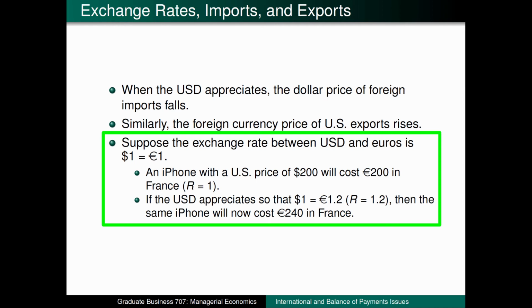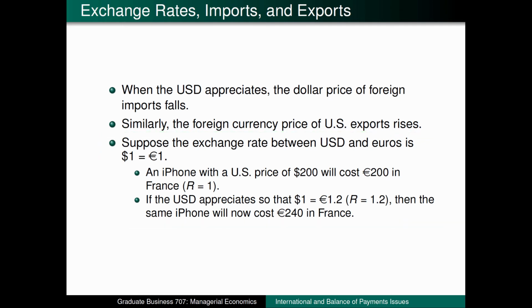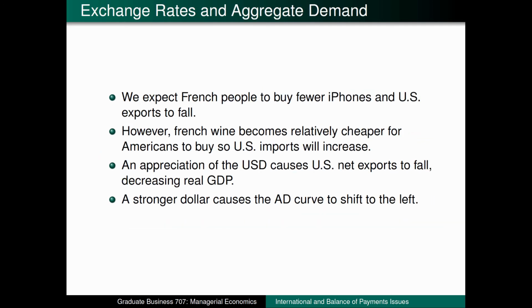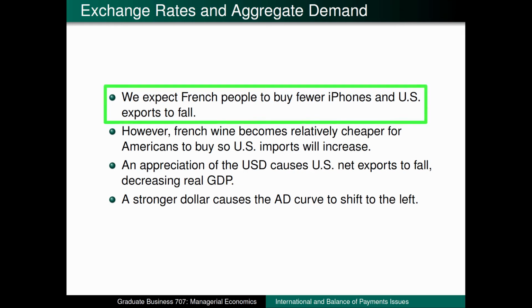If the dollar appreciates such that R equals 1.2, then the same $200 phone now costs 240 euros. Given that the phone now costs 240 euros instead of 200 euros before, France is less likely to buy the relatively more expensive American phone now that the dollar has appreciated against the euro. As a result, US exports to France will decrease.